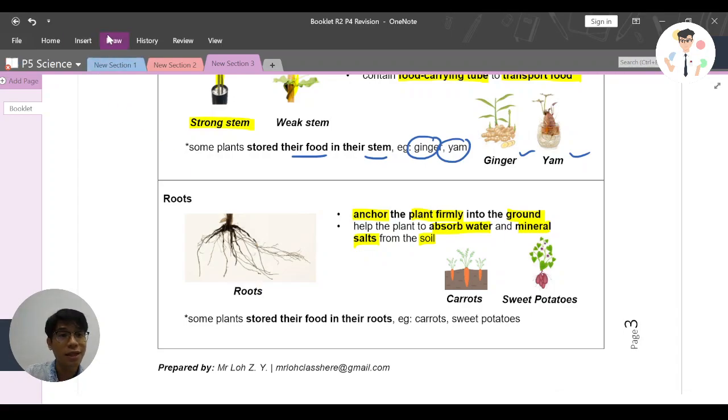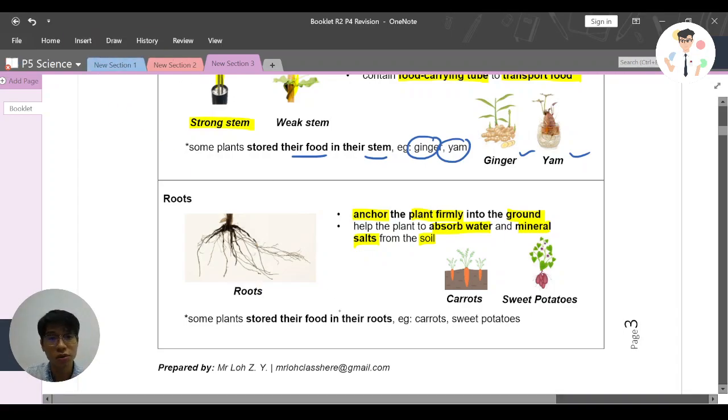There are some plants that store their food in the roots. As you can see from the examples here, we have carrots and sweet potatoes. These are two good examples of plants that store their food in their roots.